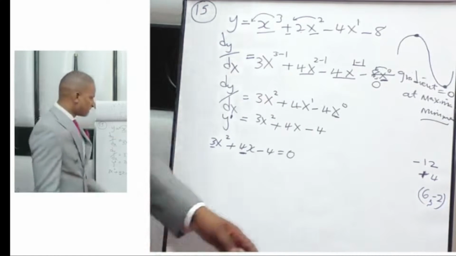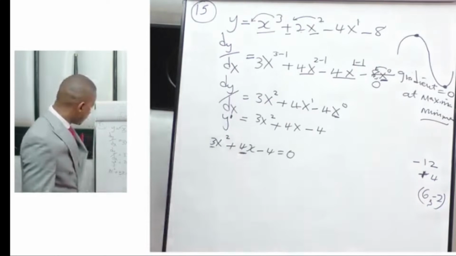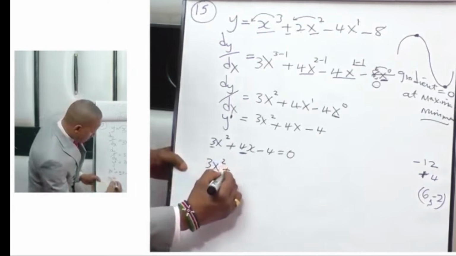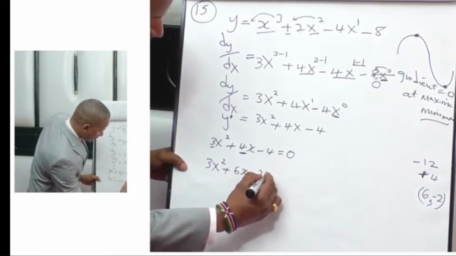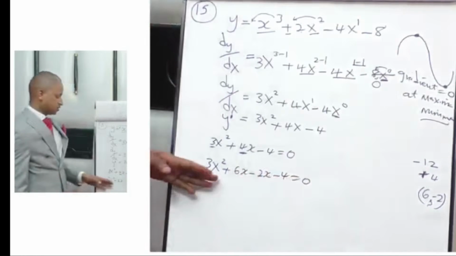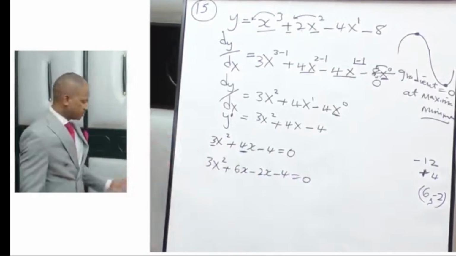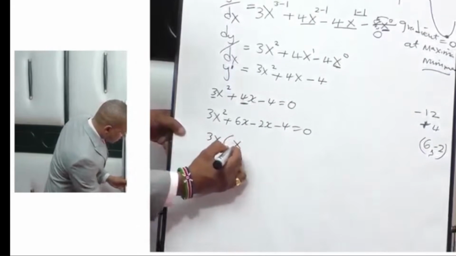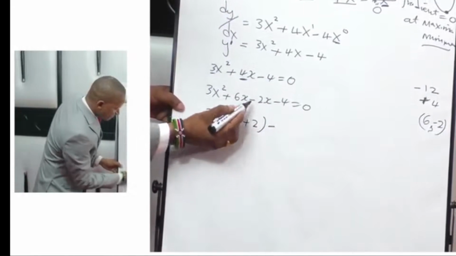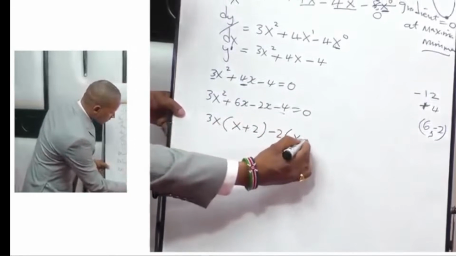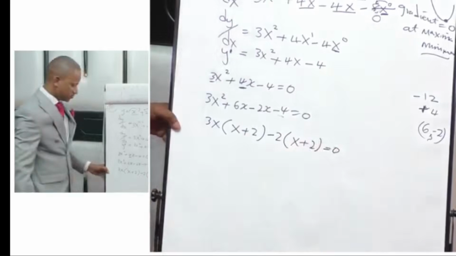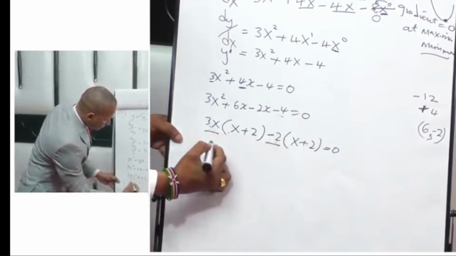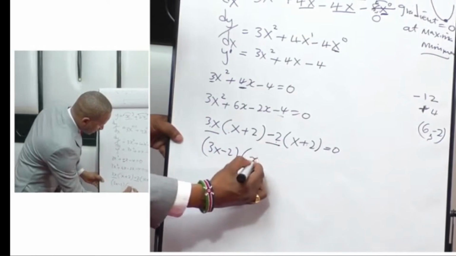So when you come here and solve this quadratically, you take 3x squared plus 6x minus 2x minus 4 equals 0. This is a quadratic equation. So you factor 3x outside: 3x times (x plus 2), minus, factor 2 outside: 2 times (x plus 2), equals 0. So this is 3x minus 2, because these are the same. So you collect: you take (3x minus 2) times (x plus 2).